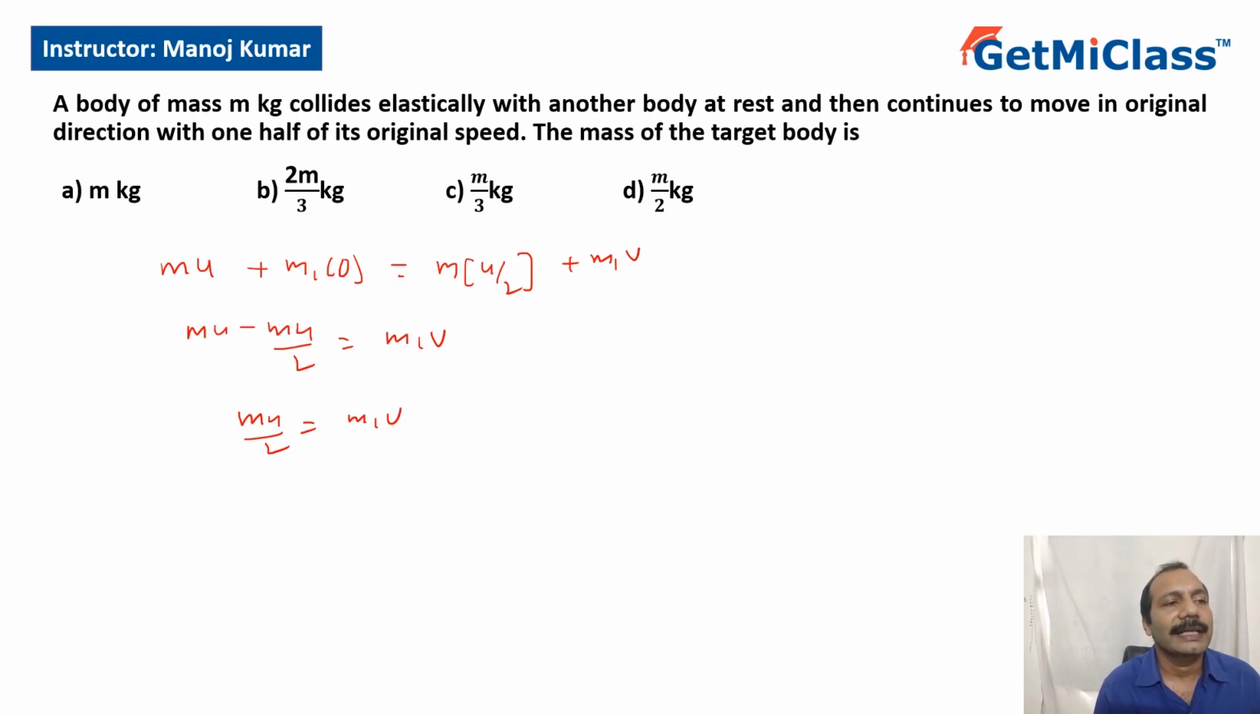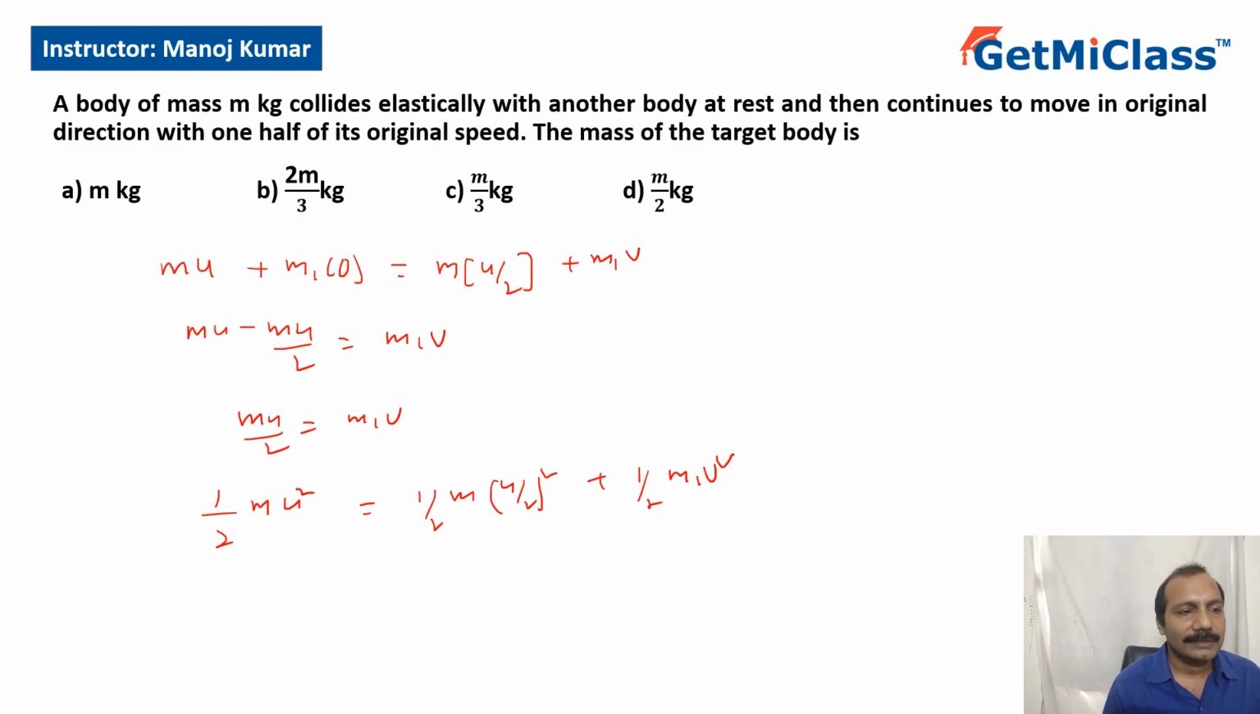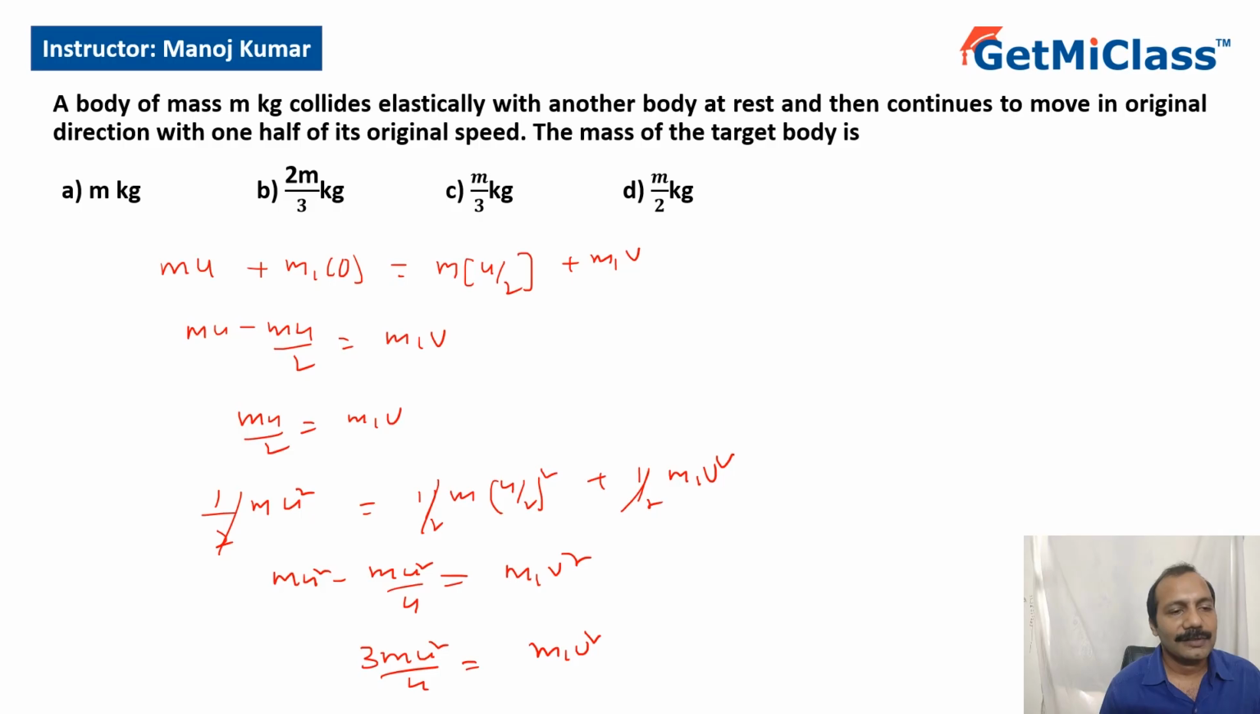Now let's look at the kinetic energies. What is initial kinetic energy? Initial kinetic energy is half mu square. That should be equal to half m into u by 2 whole square plus half m1 into v square. So let me bring it this side. I'll get rid of halves everywhere. Then I'll get mu square minus mu square by 4 equal to m1 v square. This is what we have. So mu square minus mu square by 4 is 3 mu square by 4 equal to m1 v square. Right? So we have 3 mu square by 4 equal to m1 v square.